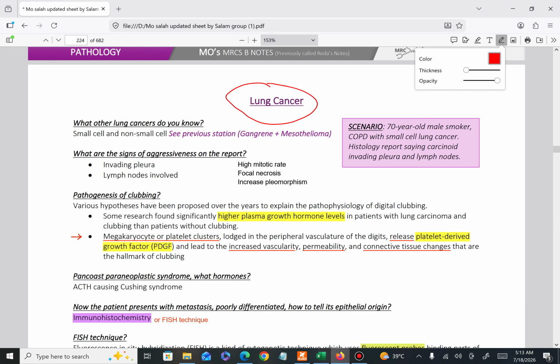Okay, so what are the signs of aggressiveness on the report? Okay, so this is the report. You can see a 70-year-old male smoker with COPD with small cell lung carcinoma. Histology report saying carcinoid invading pleura and lymph nodes. So invading pleura and lymph nodes involved show the signs of aggressiveness.